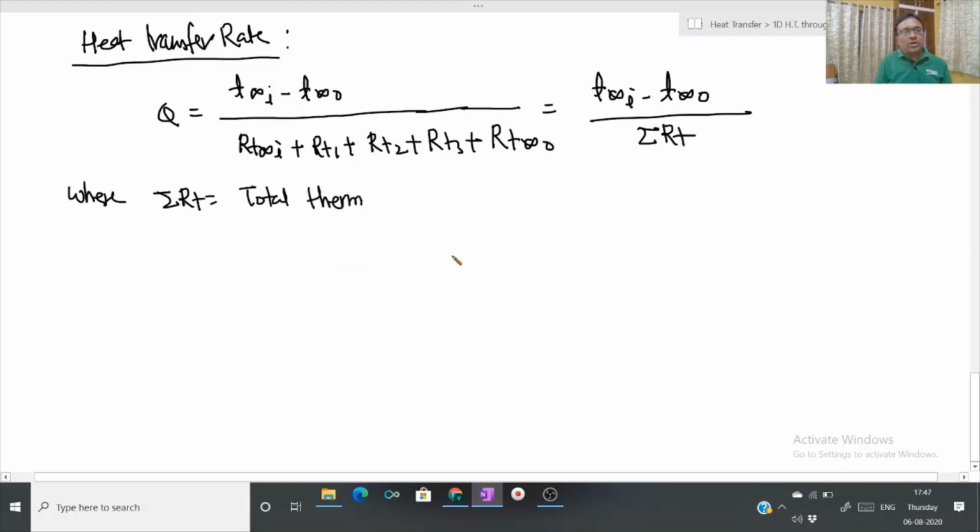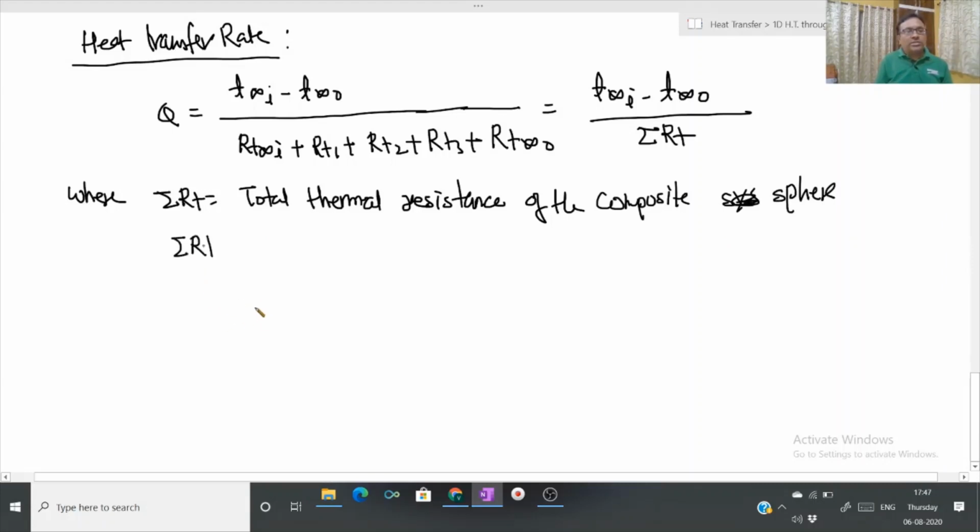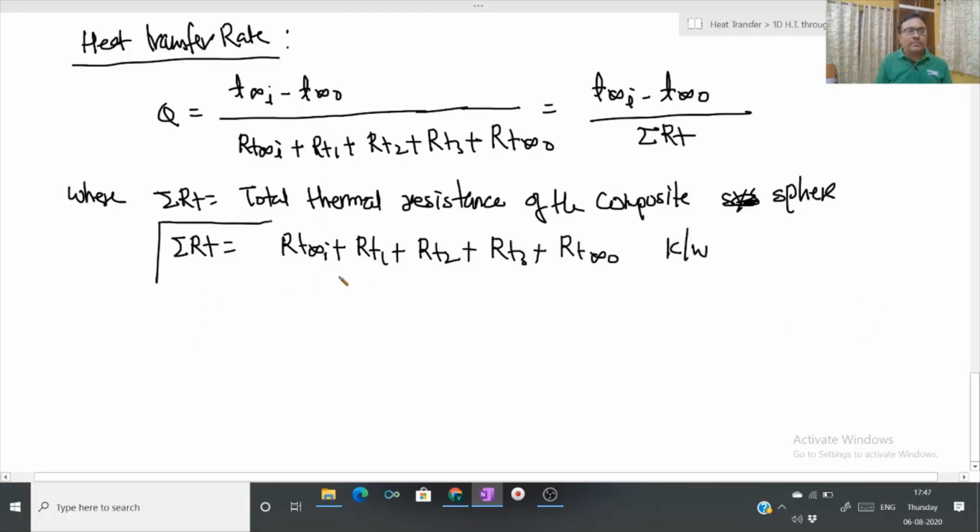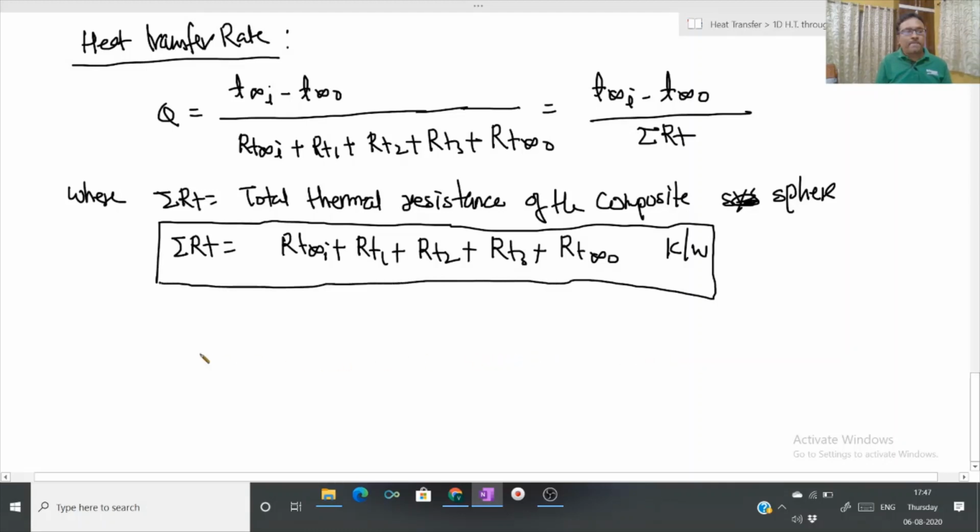Total thermal resistance of the composite system, or composite sphere, I can say, can be given by the summation of all the thermal resistances in Kelvin per watt. So this way I can calculate the total thermal resistance.